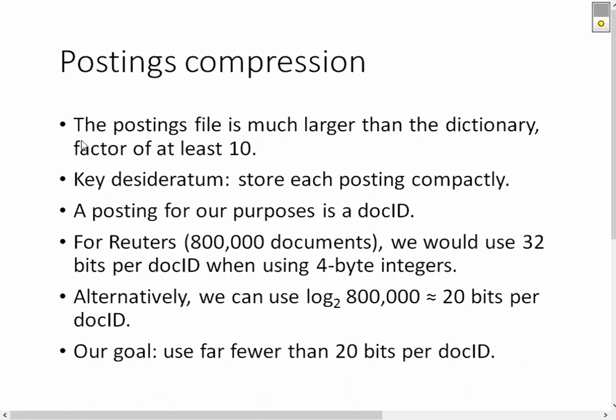Now, essentially what we know is that the posting file, in relationship to the dictionary, is large. It's going to be much larger, at least a factor of 10. So let's say my dictionary is 10 megabytes. Then we know that the postings file is going to be at least 10 times that, meaning it's going to be 100 megabytes. So we see the relationship between the dictionary and the postings file, and the postings file is going to be dramatically bigger.